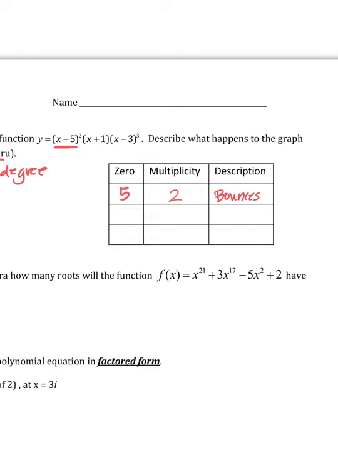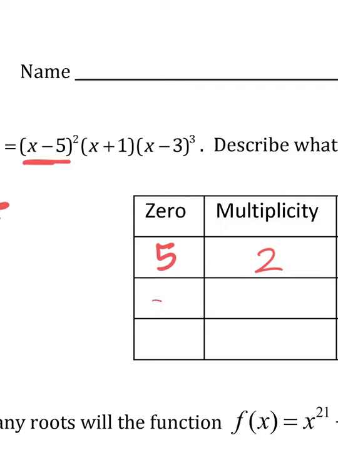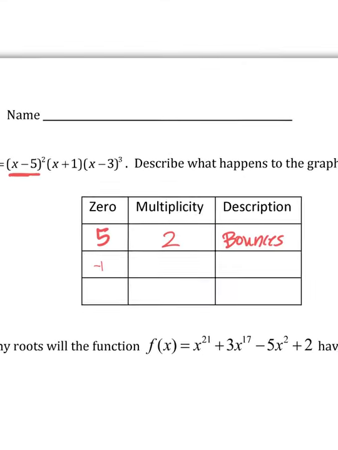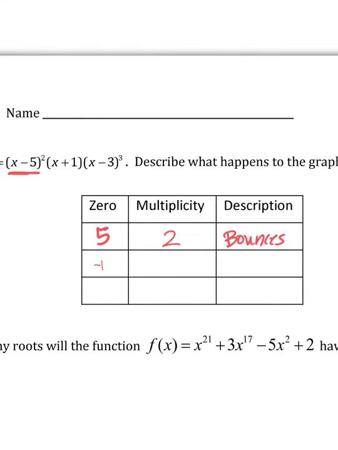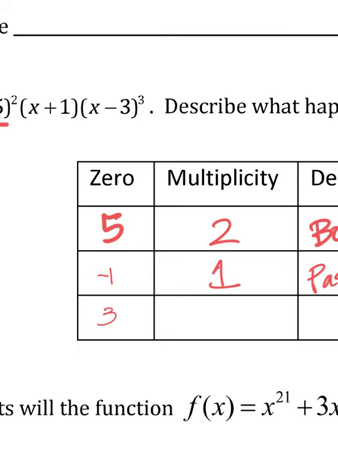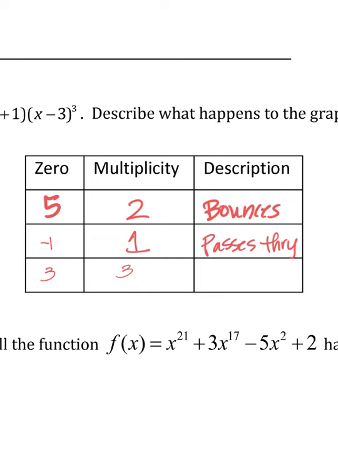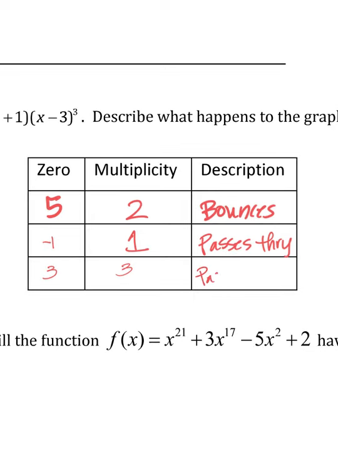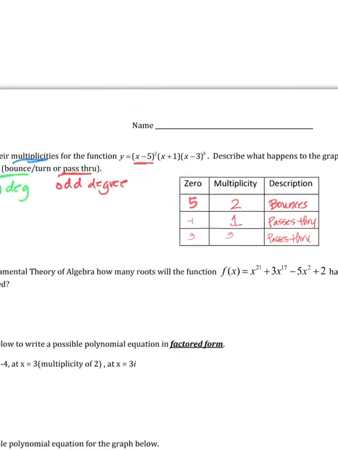The next one, the 0 is negative 1. And it has a multiplicity of 1. And then since it's an odd multiplicity, this passes through. And then the next one, the 0 is 3. The multiplicity is 3. And since that's odd, again, it passes through. Okay, so that's number 1.